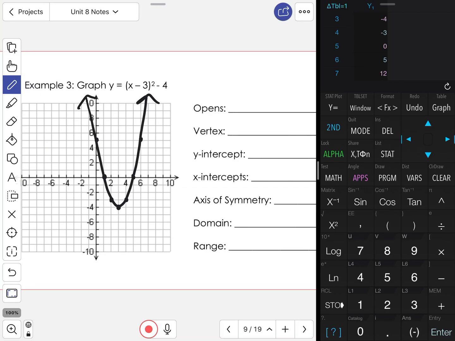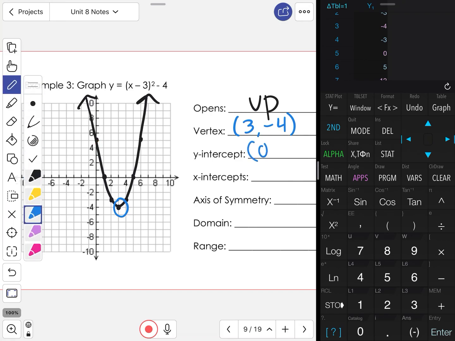So I can see it still opens up. And then let's find where that vertex was. It still looks like it's the lowest point of our graph, a minimum. And it's down there at the point (3, -4). Okay, let's find our intercepts. So our y-intercept, where we're crossing that y-axis, was at (0, 5).